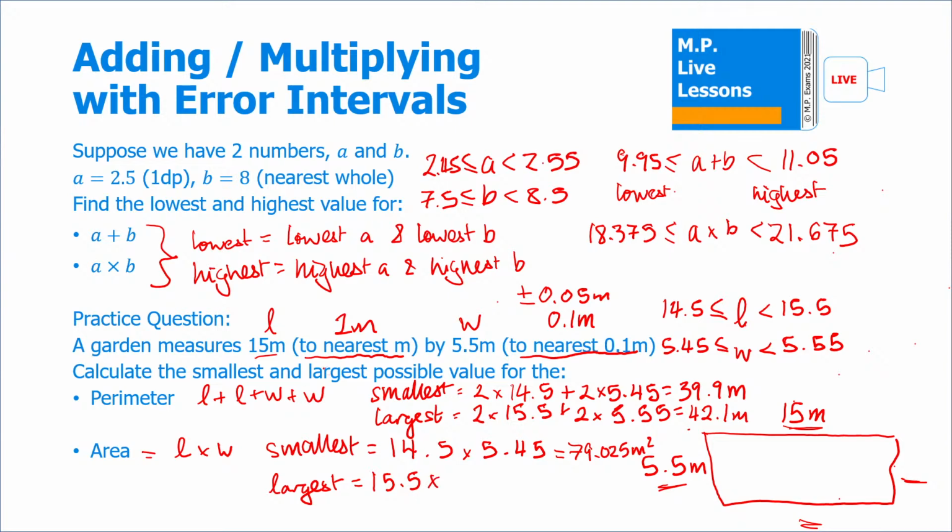If we do the largest, 15.5 times 5.55, because those are the largest possible values for the length and widths, which gets 86.025 square meters.